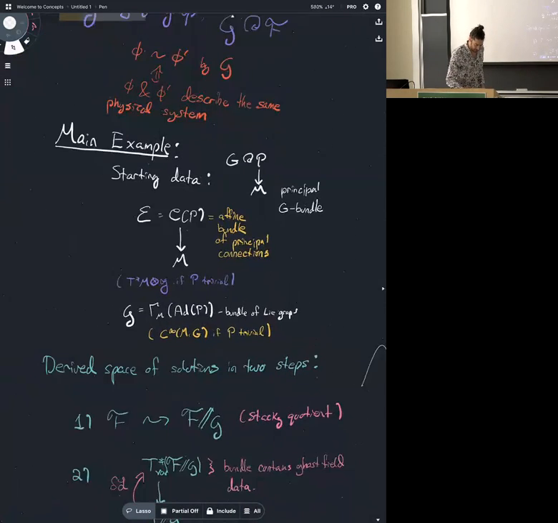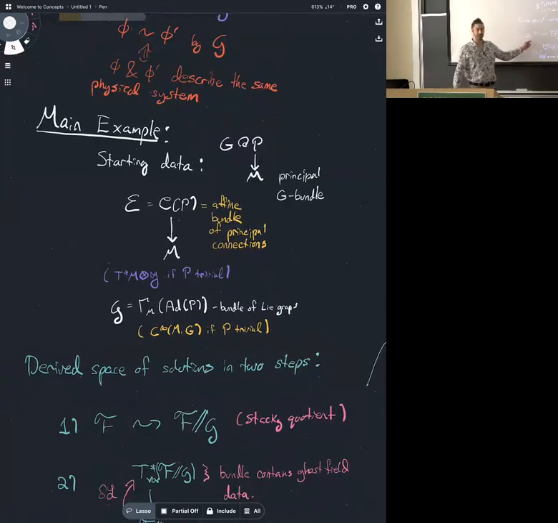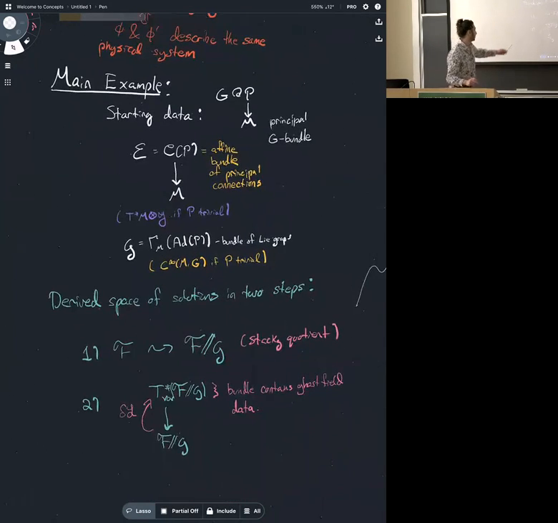Okay. So we're going to construct the derived space of solutions in two steps. First, we're going to take the stacky quotient of the fields by the group action, because it may not be free. And then we're going to look at the variational cotangent bundle of the stacky quotient and take the derived critical locus of the action there. What does that mean? I'm going to tell you.